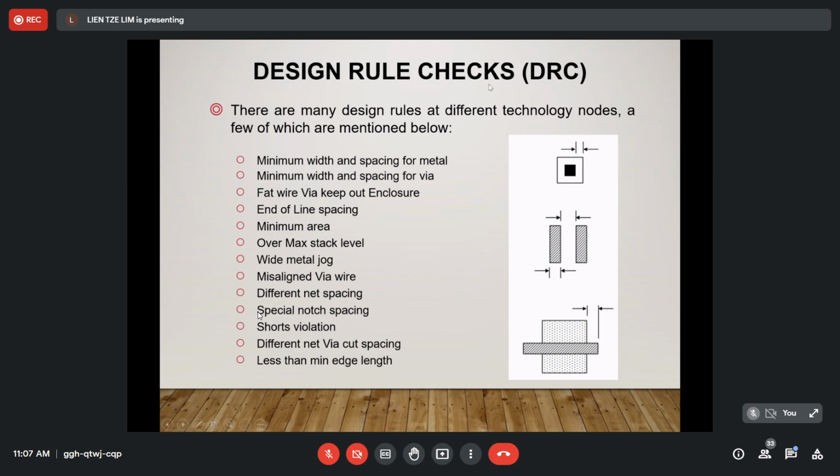Design rules check is DRC. What it checks are the spacing, width, and area. You see minimum width and spacing for metal, minimum width and spacing for wire, fat wire keep out enclosure, end of line spacing, minimum area, over max stack level, wide metal joint, misaligned wire, different net spacing, spatial notch spacing, short violations, different net wire cut spacing, less than minimum edge length. All these are checked by DRC after the design has completed.